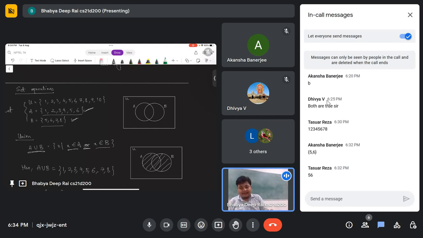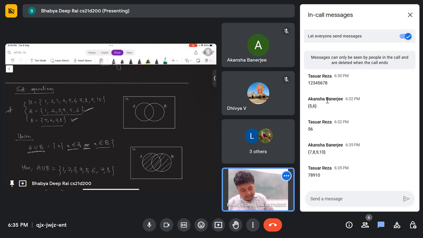Look at the universal set and tell me, what is A complement? Akanksha says 7 8 9 10. Okay, this versus 7 8 9 10. Right.